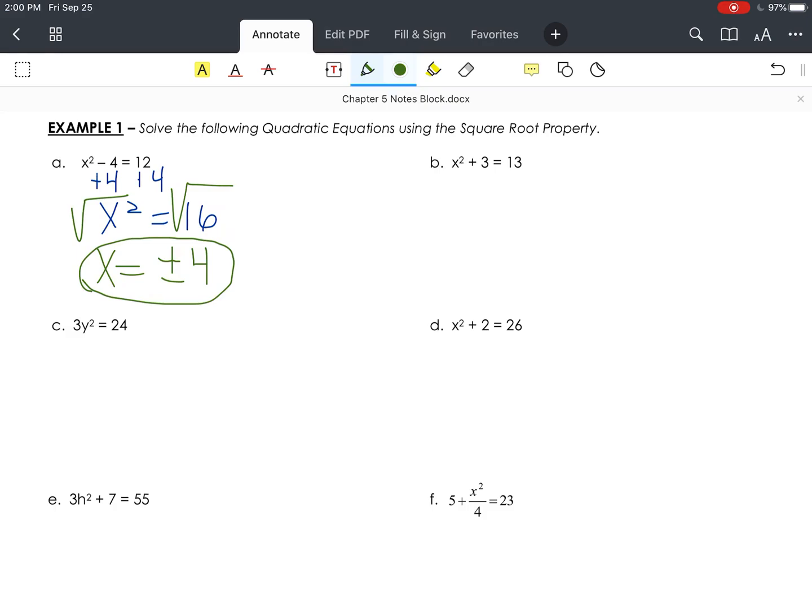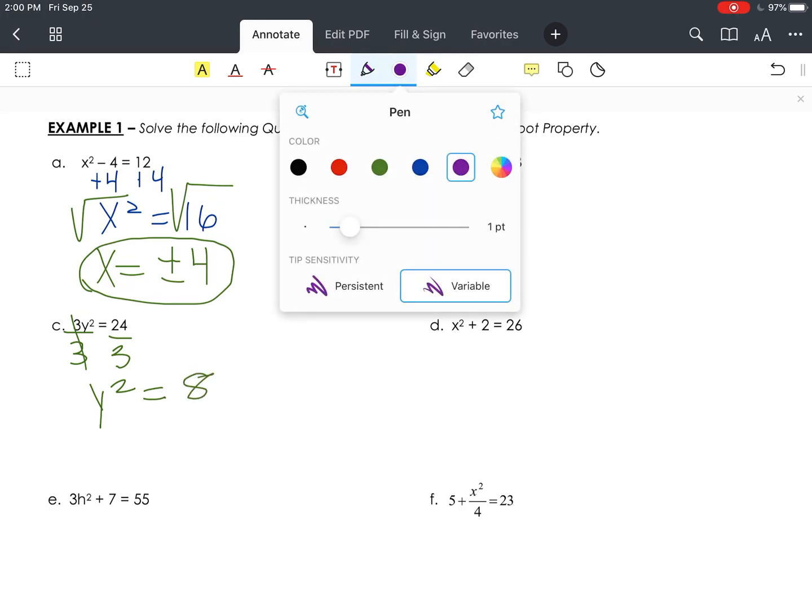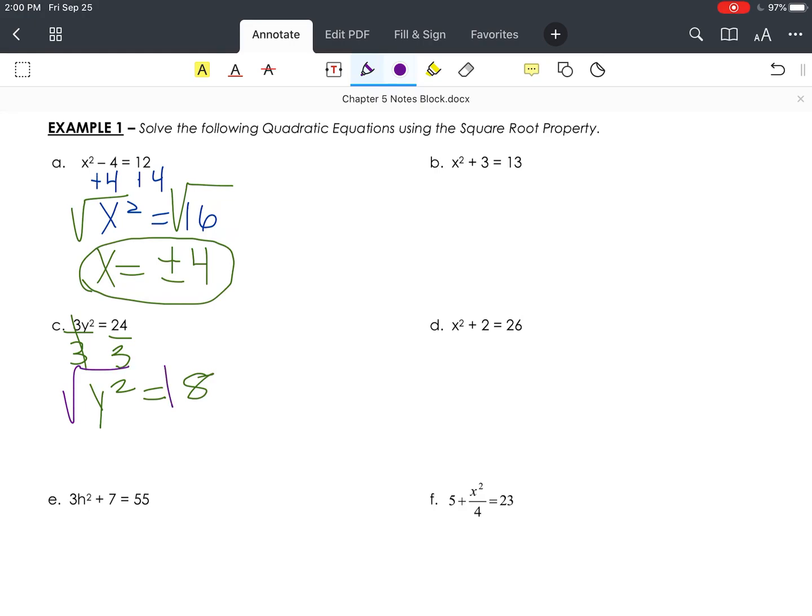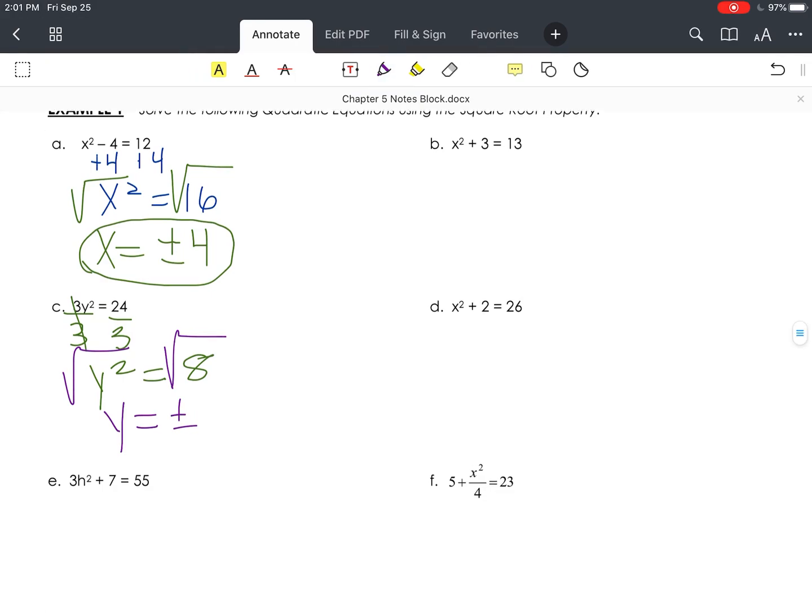For letter C, we're going to do the same thing and get our y squared by itself. This time, we have to divide by 3. The 3's will cancel on the left, so I'm left with y squared equals 8. I'm going to take the square root of both sides, just like I did above, and I'm going to be left with y equals plus or minus the square root of 8. Now, the square root of 8 is not a perfect square. If you put it in your calculator, you're going to get a decimal answer.